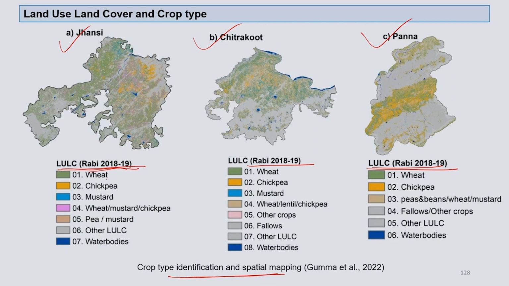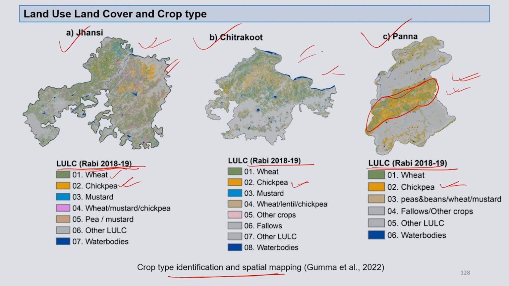Let us take wheat, for example, greenish color. You see a lot of wheat here in this picture, relatively less here and far less here, right? Next, the chickpea. All three have chickpea. Now from the picture you can clearly see that the concentration of chickpea, even though in a very small pocket, looks very high in Panna, very sparse in Jhansi and Chitrakoot.